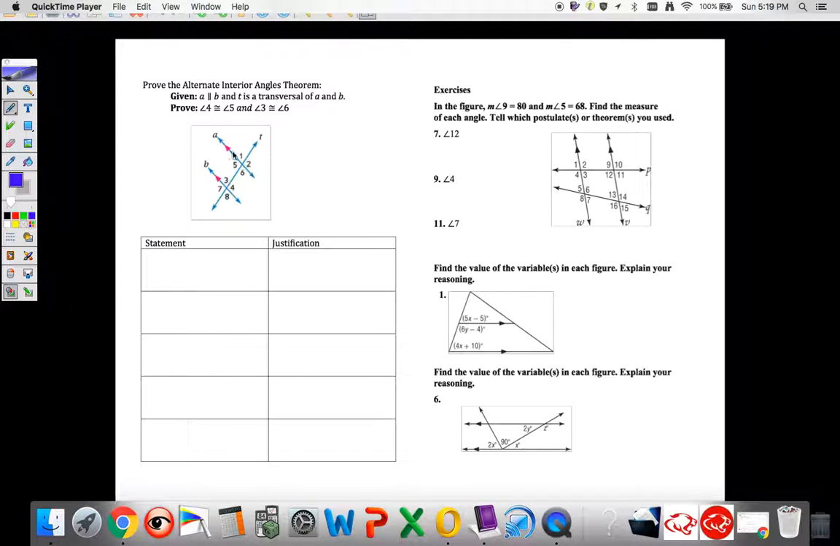Going to do the proof with you. So it says prove the alternate interior angles theorem. Given A is parallel to B and T is the transversal of A and B. We're going to prove angle 4 is congruent to angle 5 and angle 3 is congruent to angle 6. So let me see if I can zoom in just a little bit here.